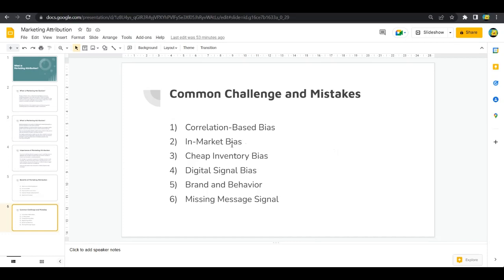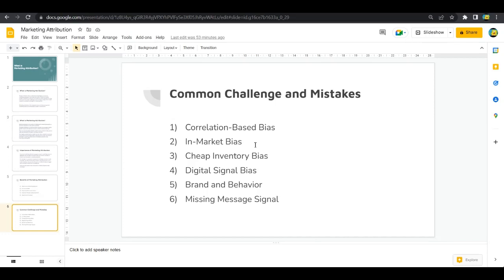Then there's in market bias. Suppose customers are in the market to buy a product, and there is also an ad campaign running for that product, but the consumer has not yet seen the ad. They just directly stepped into the market, saw the product, liked it, and bought it from there. They didn't see the ad. But anyway, the ad gets the attribution for converting this user. So this is an example of in market bias.